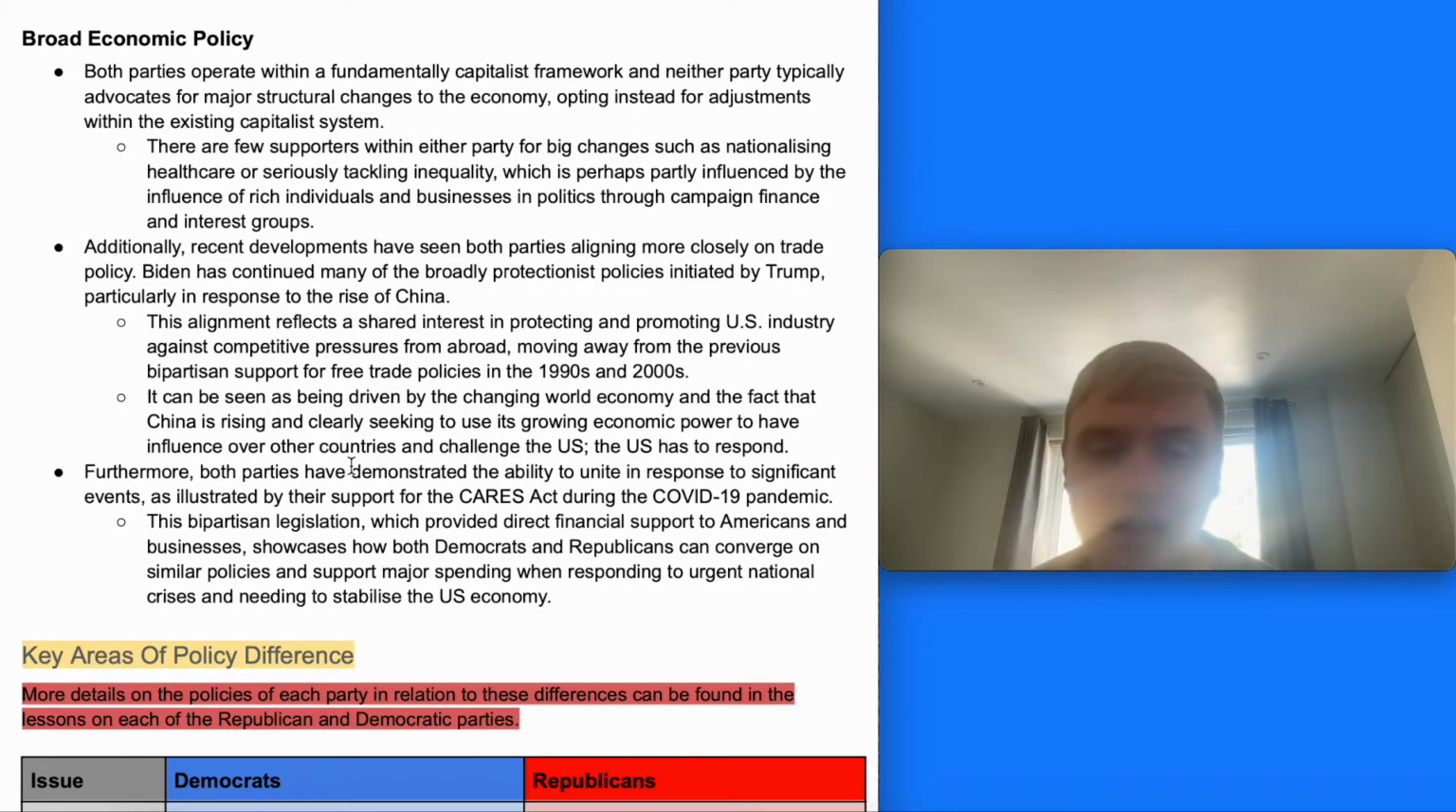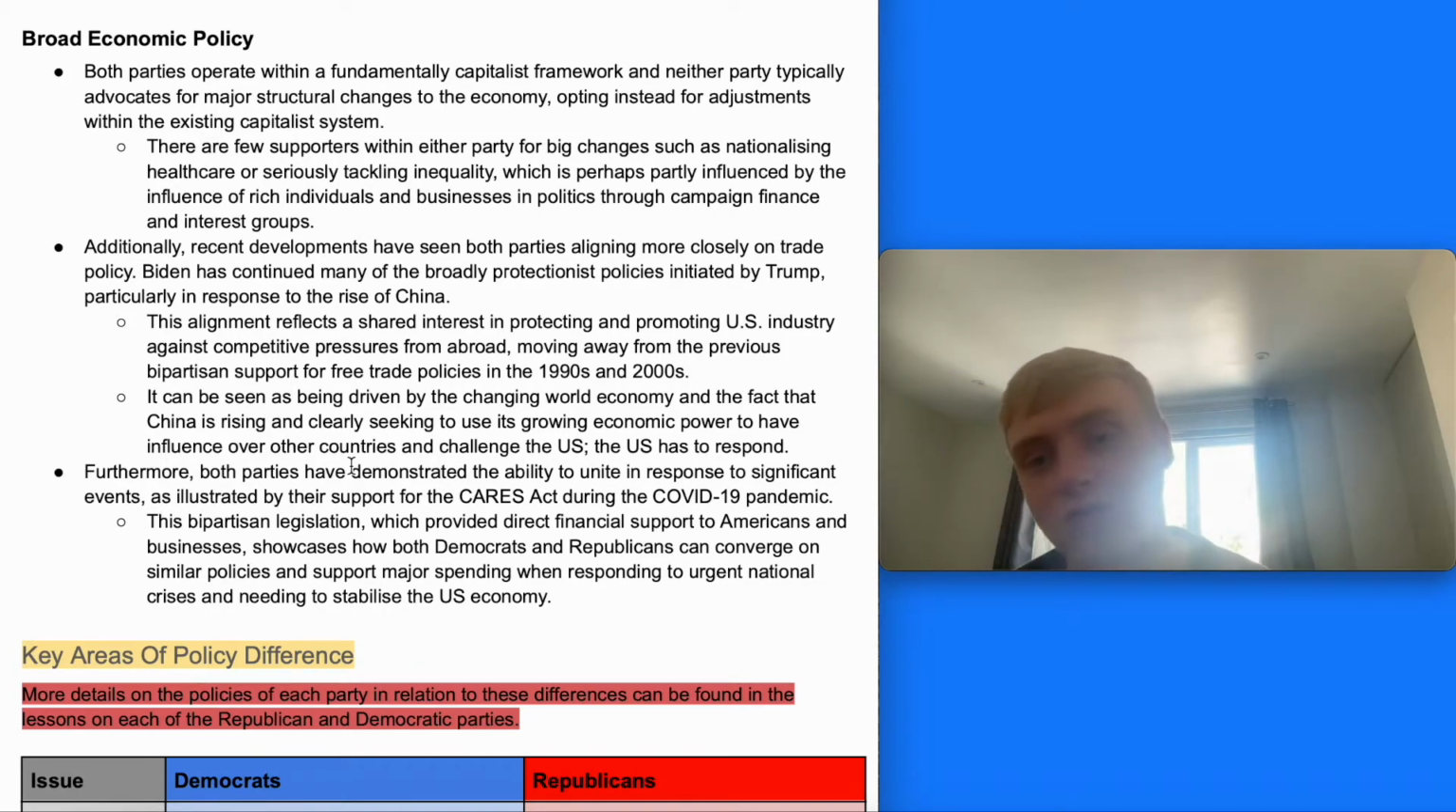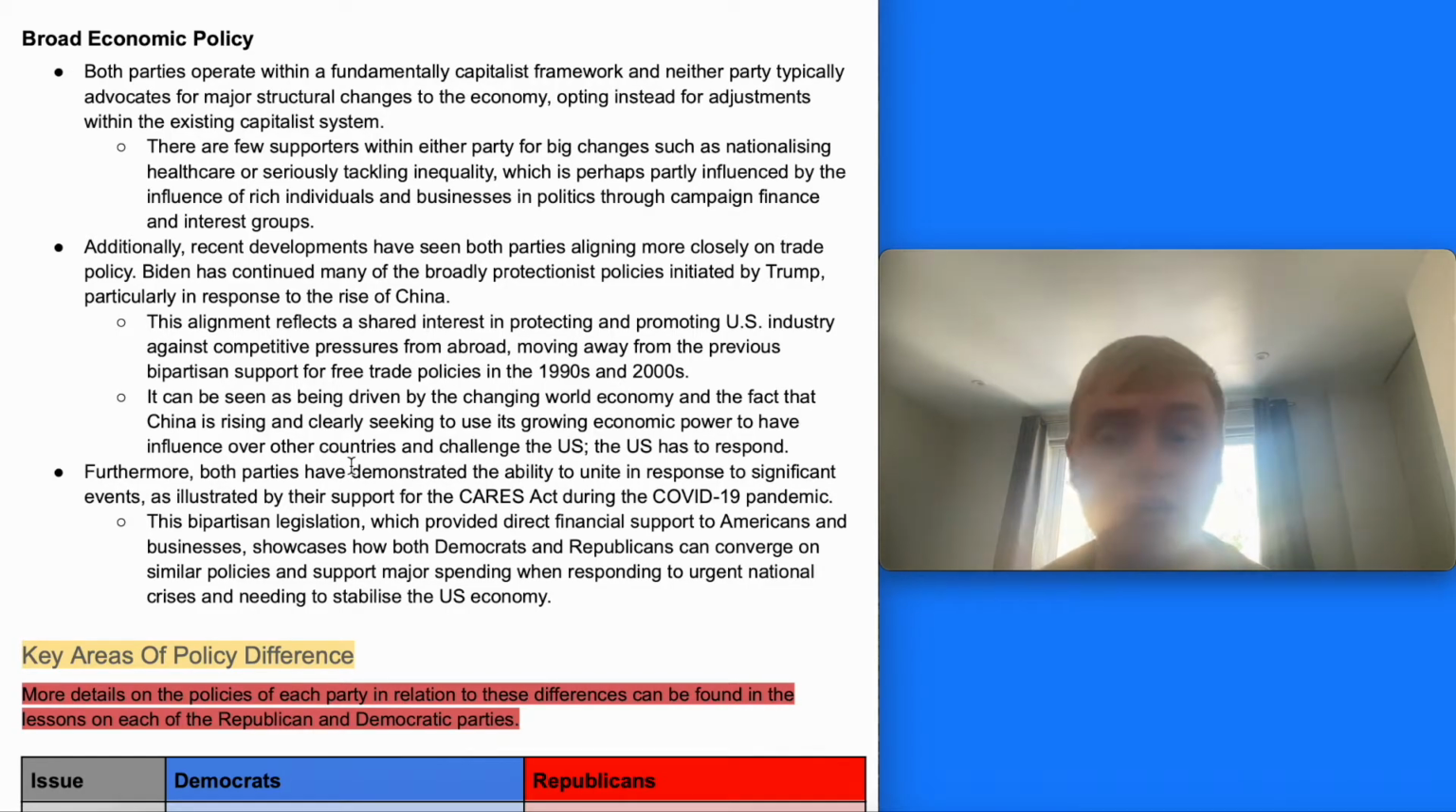So that's where you see that in relation to responding to crises in terms of economic policy, there's often agreement on what needs to be done. And you saw that in response to the 2008 financial crisis, as well as COVID-19. Sometimes you do need to spend a lot of money to rescue the economy.